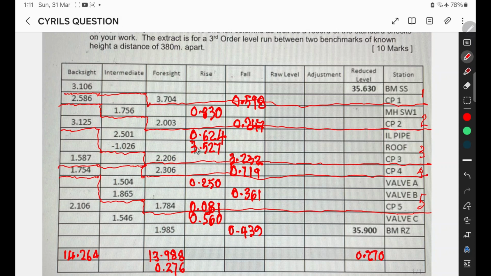Okay, now if we add those up and subtract them, they should give us the same value as what we've got here. So what have we got? 5.872, and then we've got 5.596. And we take those away and we get 0.276.